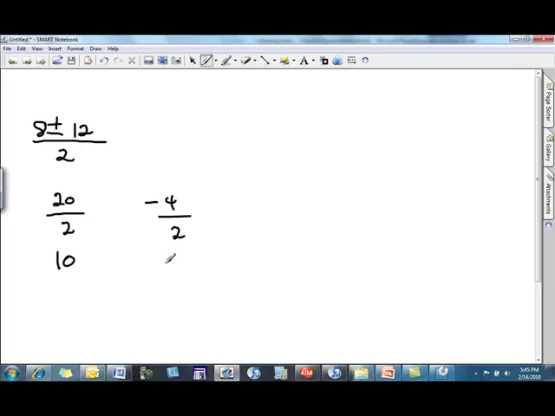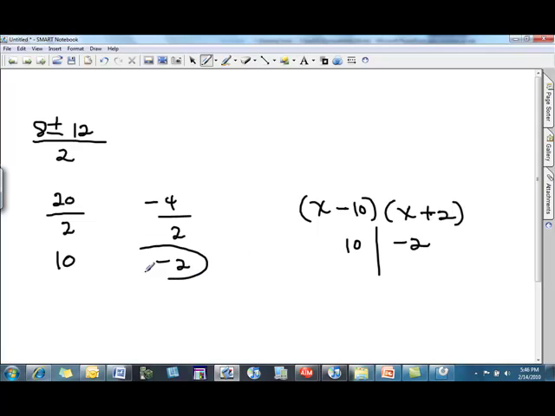Divided by 2 makes that a -2. Remember when I said we were going to factor? We had x minus 10 times x plus 2, which, once we set these equal to 0, would have given us a 10 and a -2. So we ended up with the same answer either way we wanted to do it.